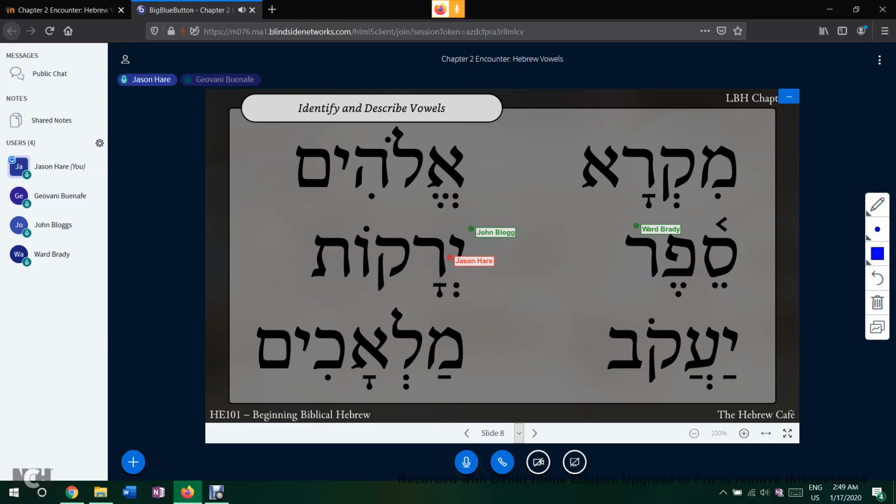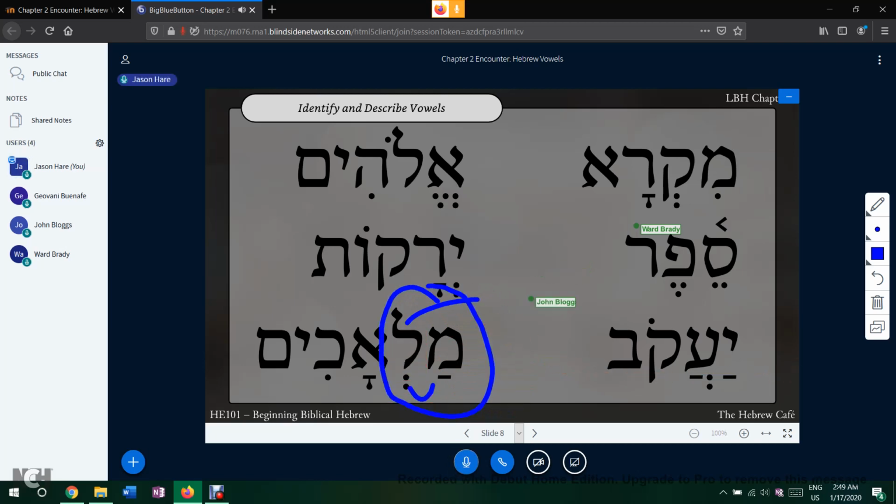If there's no marked accent, assume that the accent is on the last syllable, because we don't mark accent on the last syllable. Yerakot, vegetables. Okay? In this next word, there's a shva under the lamed, and before it, there's a short vowel. Short vowel before shva indicates that this is a closed syllable.